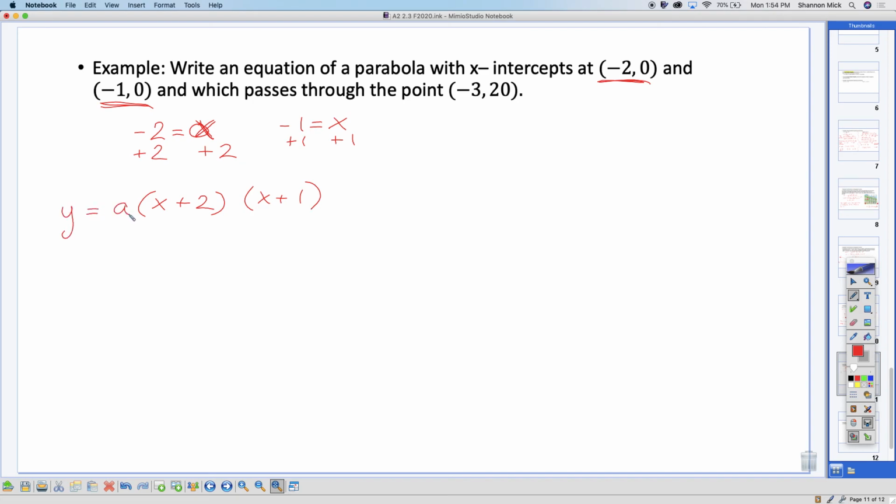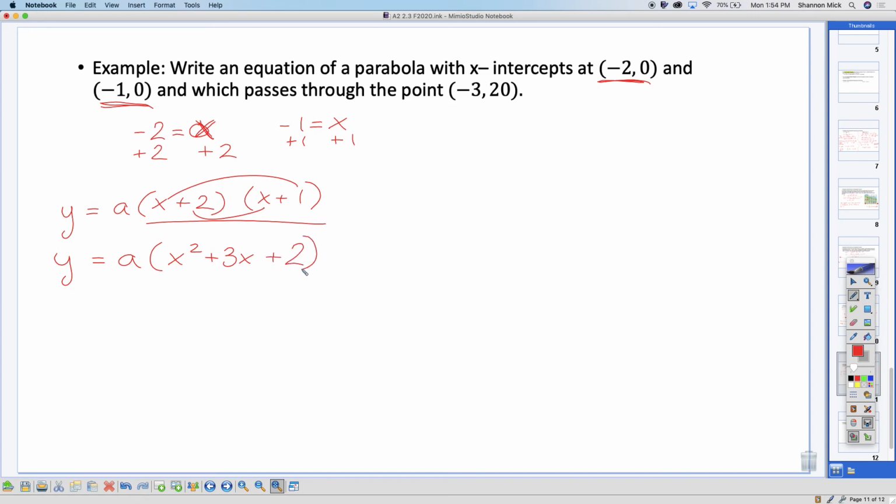So this is y equals a. What's that a, guys? That a is like that rate of change, right? Whether it's narrower or wider. So what do I need to do with these two things? I need to distribute them, I need to FOIL them. x squared, and I've got 1x and 2x's, so I have 3x plus 2.